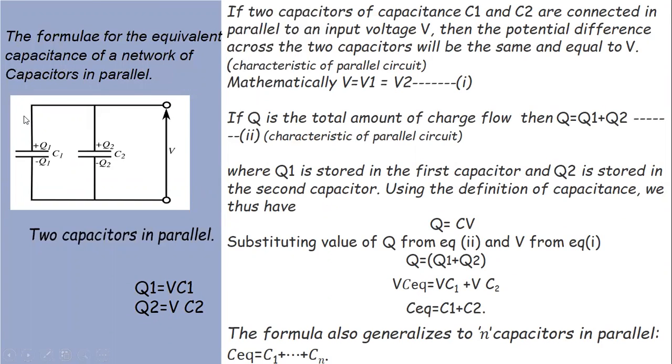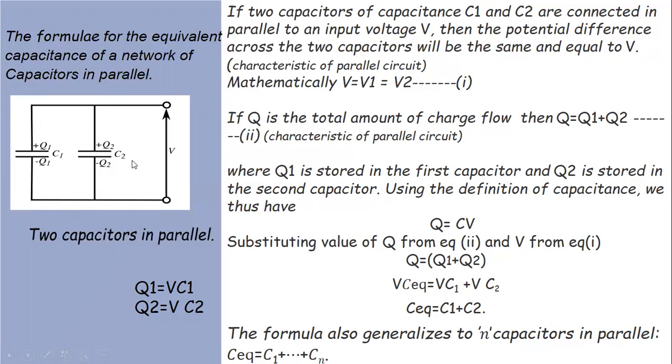Now, what do we mean by parallel? Parallel means that both are connected to the same voltage source, and there are two different paths for the charges to flow. You can see that this is the first path, connected directly to the source voltage, and this capacitor is also connected directly to the source voltage, with a different path for the flow of the charges.